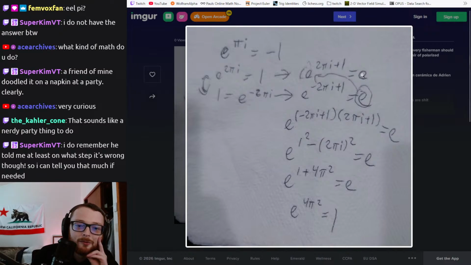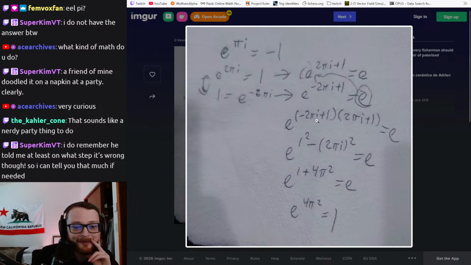Ooh, what? Where do these +1s come from? At least on what step it's wrong. I mean, this part right here, this can't be true. Oh wait, oh no, I see what's happening. Okay, no, yeah, this is okay. No, this would make sense. You multiply each side of these equations through by e. Okay.